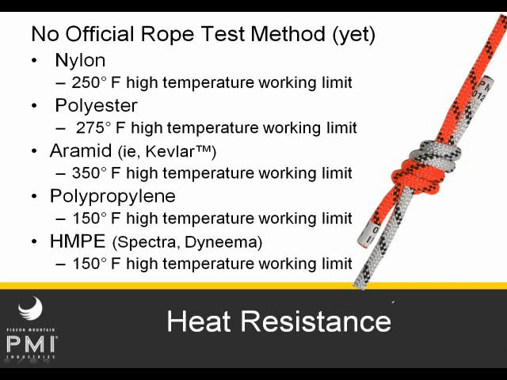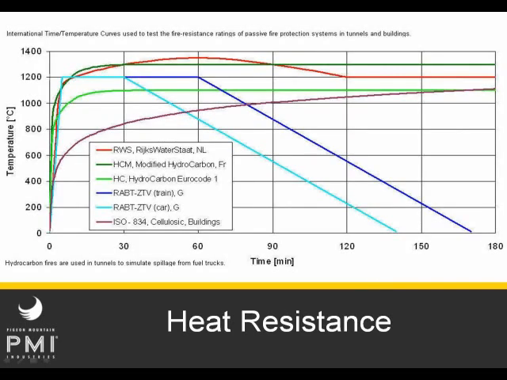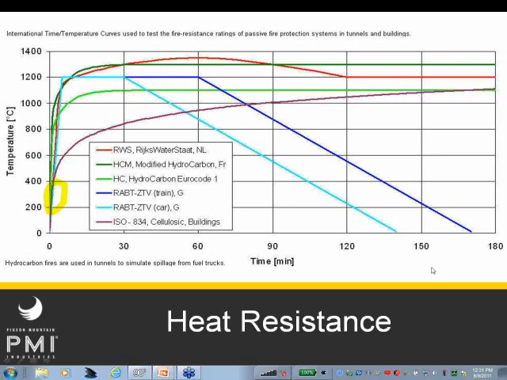Polypropylenes and Spectra, Dyneema, high modulus polyethylenes really shouldn't be used in high heat environments. But when it comes to nylons, polyesters, and aramids, there really isn't enough difference to shake a stick at, especially when you take into consideration the time and temperature curves that occur in a fire. A fire gets really, really hot really fast and exceeds 200 to 400 degrees pretty quickly. So keep that in mind when you're selecting a rope, that maybe having that Kevlar rope might not necessarily be as important as having a rope that catches a fall or absorbs force or has a lower impact rating.